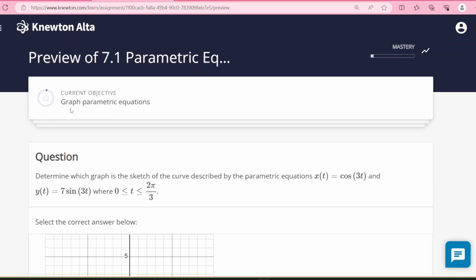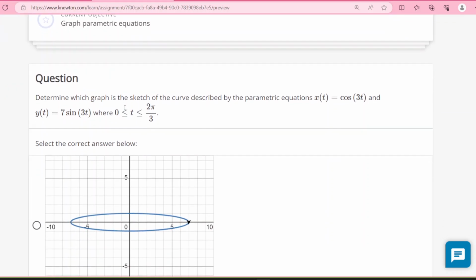So back here, back to graphing these parametric equations. Determine which graph is the sketch of the curve described by the parametric equations. So we see x of t is cosine 3t, y of t is 7 sine of 3t, where t ranges from 0 to 2 pi over 3. Now you can make a table and do a graph by hand here, but I'm just going to go to Desmos. Now this should be an ellipse again. This is going to be another ellipse.